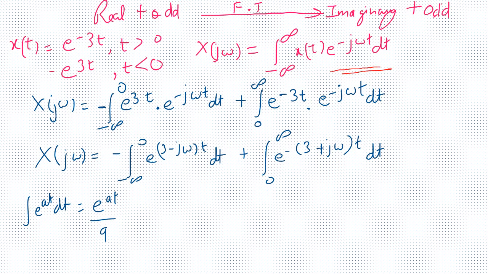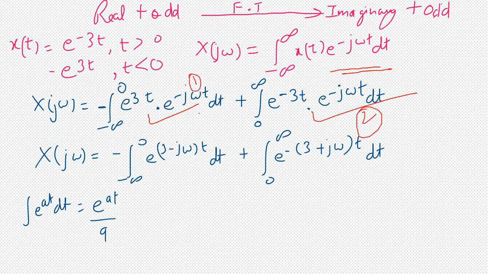Okay, so now what we can do is, because our x of t is different for t less than 0 and t more than 0, we can break this integration into two integrals. One is from minus infinity to 0, where it is minus e power 3t, and for t more than 0, it is e power minus 3t. So we have broken it down into two integrals. Okay, this is the first integral and this is the second integral.